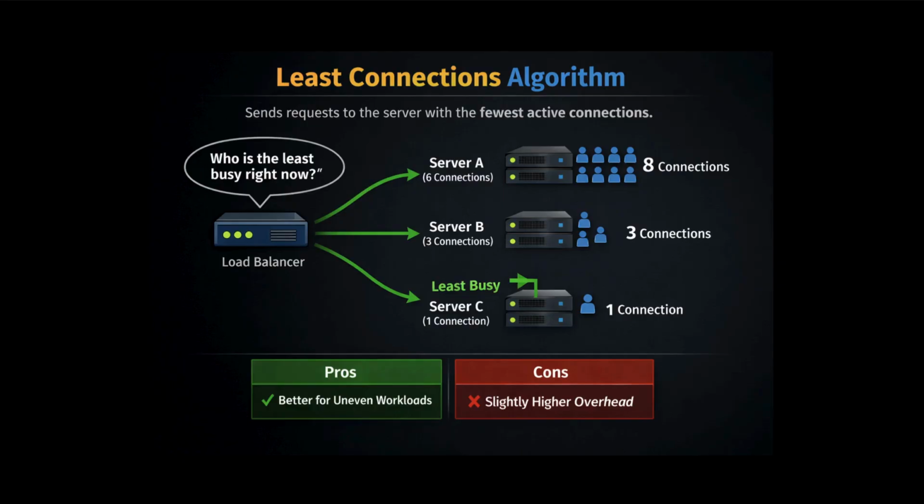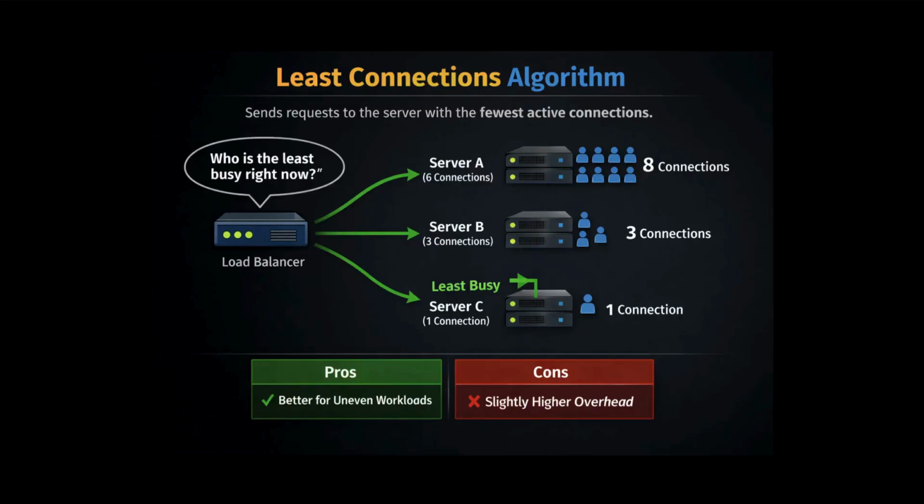If some requests take 5 seconds to process and others take 50 milliseconds, this algorithm ensures that no single server gets bogged down while others are free. And the cons? There's a slightly higher overhead. The load balancer has to do a bit more thinking and record keeping to track exactly how many connections are open on every single server at all times.